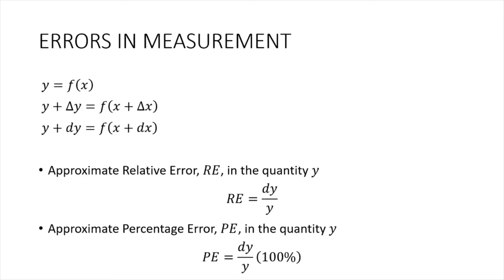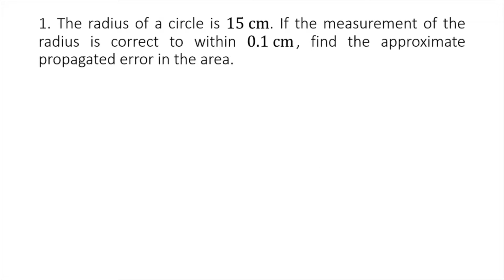First problem. We have here the radius of a circle measured to be 15 centimeters. If the measurement of the radius is correct to within 0.1 centimeters, this means that the radius has an error in its measurement, so it ranges from 14.9 to 15.1, because it is said here that it is correct to within 0.1 centimeters. We are asked to find the approximate propagated error in the area.